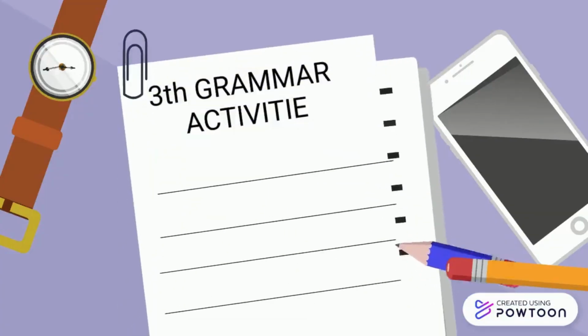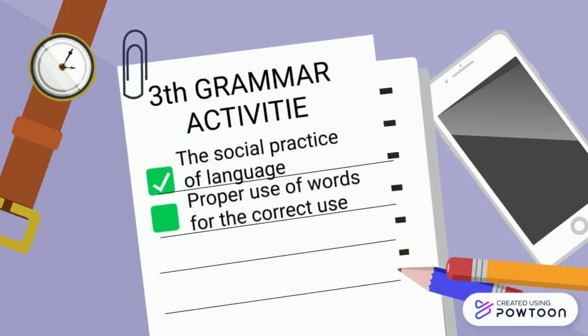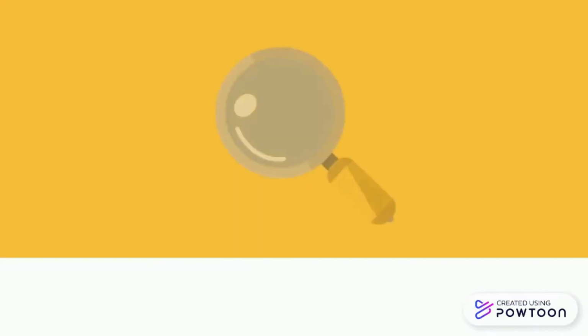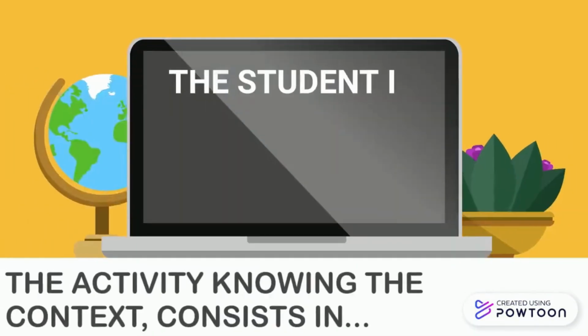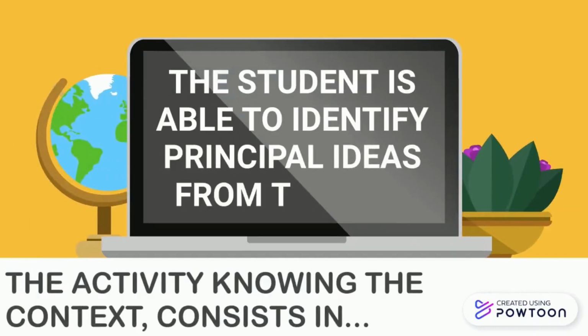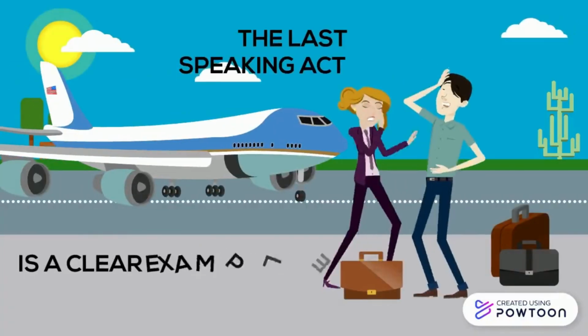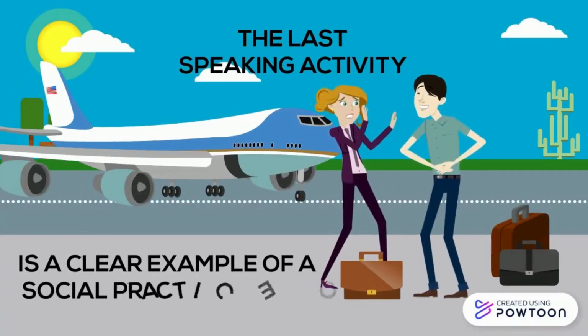For the third, grammar activity, the social practice of language focuses on the proper use of the word for correct use, as intended throughout the message. The activity consists of the student knowing the context, being able to identify the correct words in the text, and underlining them.